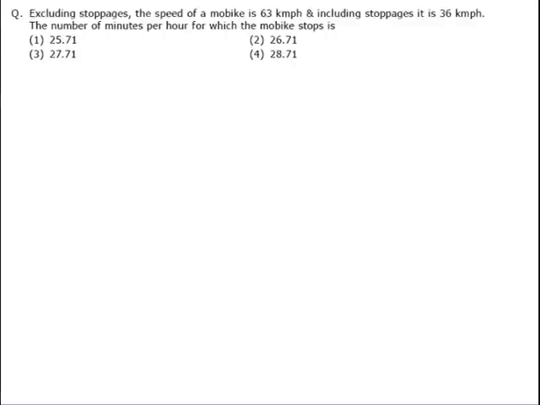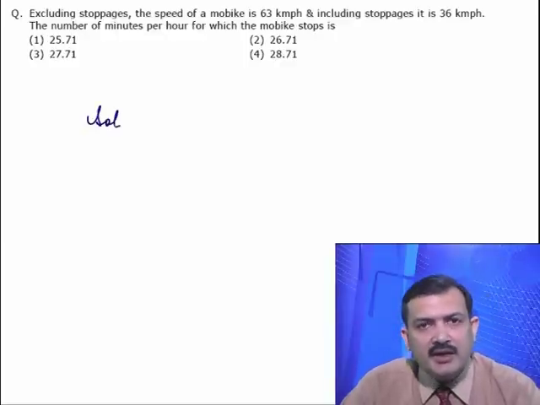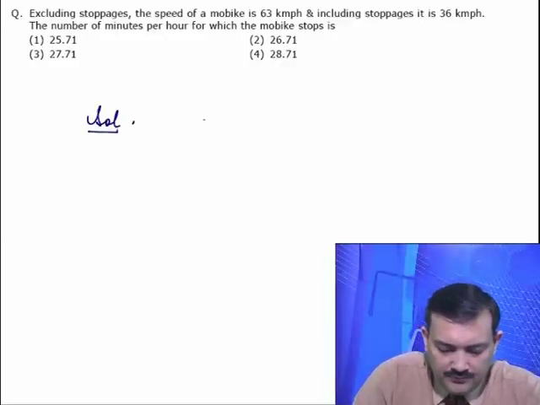Excluding stoppages, the speed of a mobile is 63 kilometers per hour and including stoppages, it is 36 kmph. The number of minutes per hour for which the mobile stops is. Here is the solution.